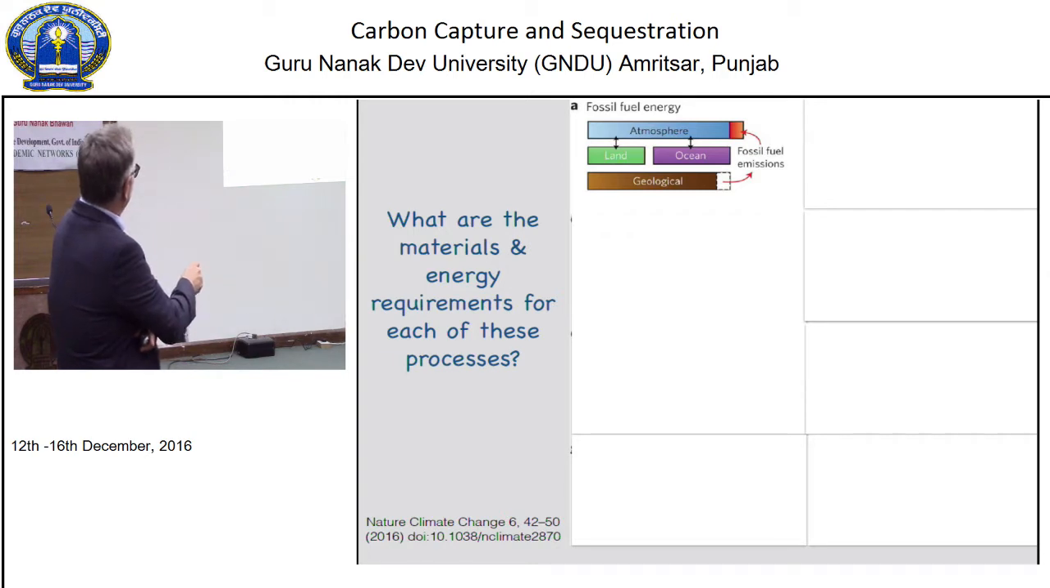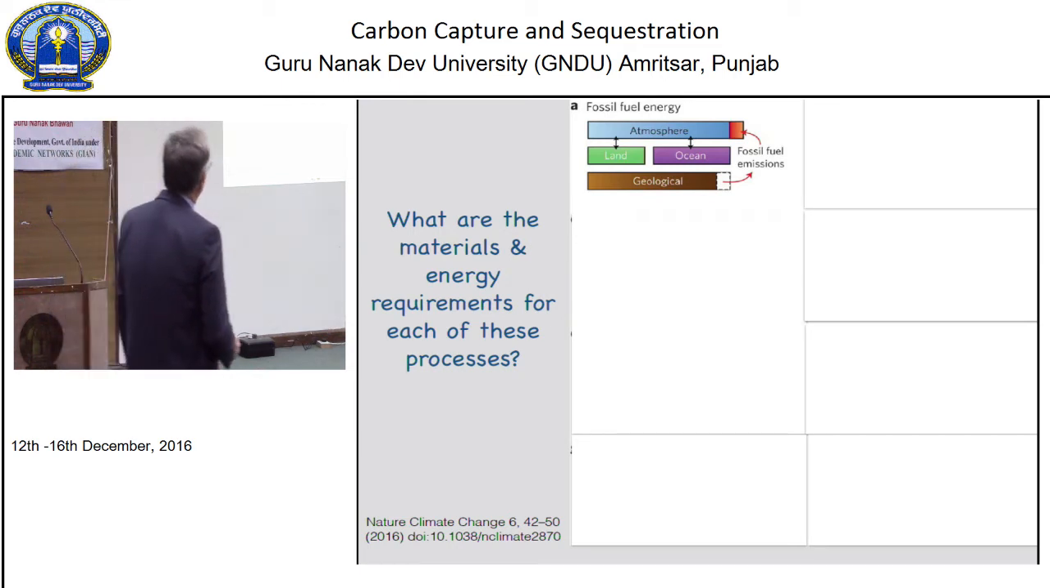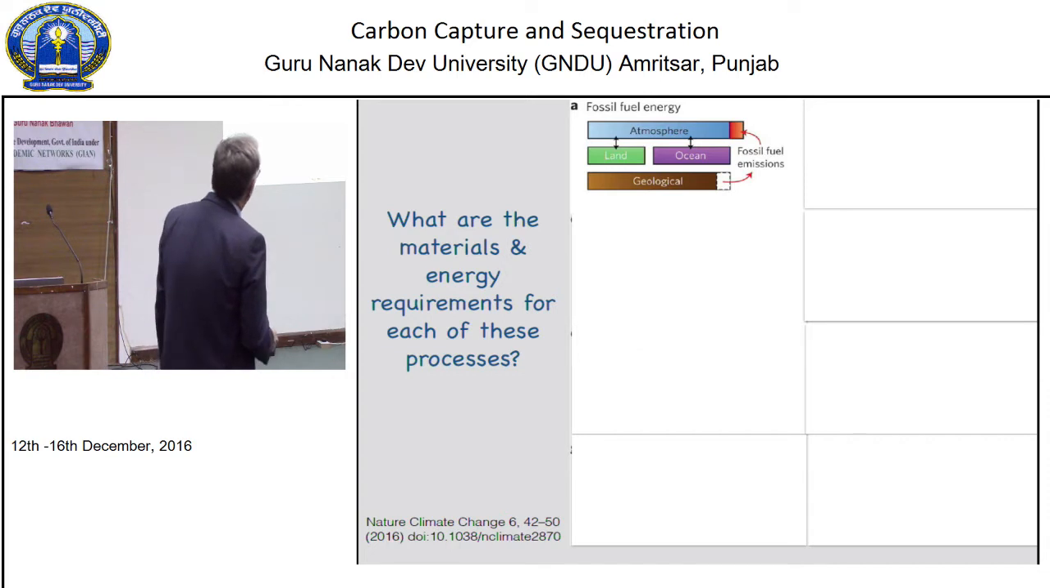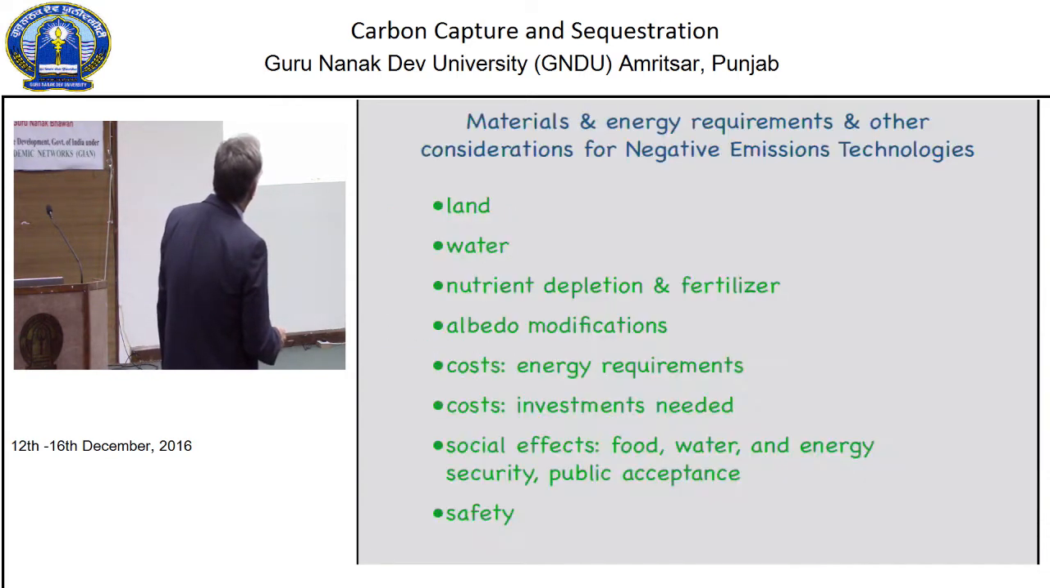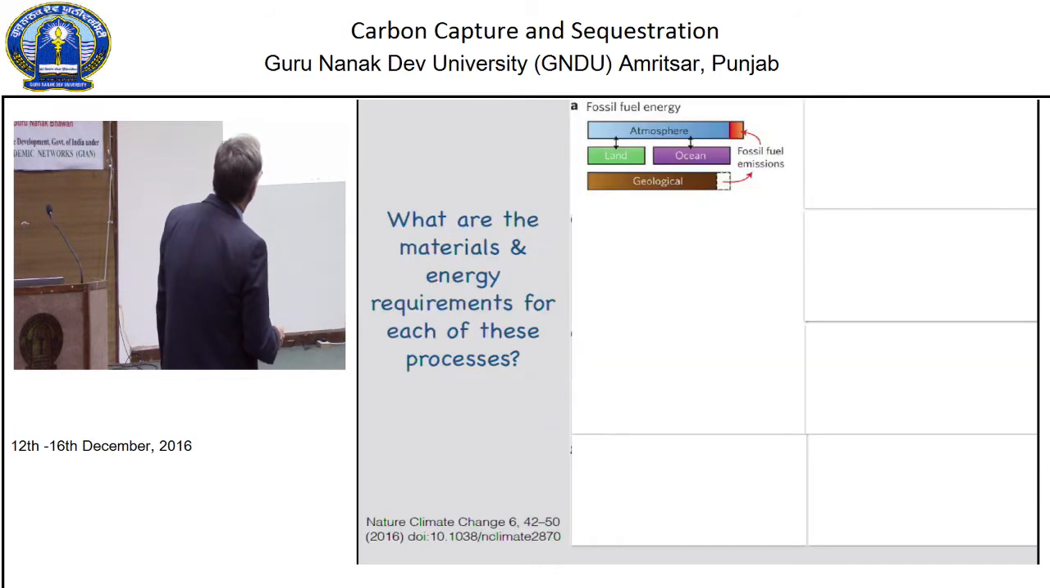So here I have a bar graph. This is the atmosphere. Here's carbon underground. Here's carbon in the land, carbon in the ocean. And fossil fuel energy, as we consume it right now, takes carbon out of the geology and adds it to the atmosphere. That's where we're at right now. So we want to ask about bioenergy. So bioenergy takes carbon from the land and it emits it into the atmosphere. That is, we just burn wood to make fuel.